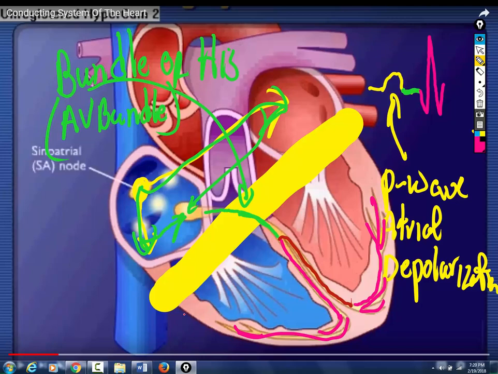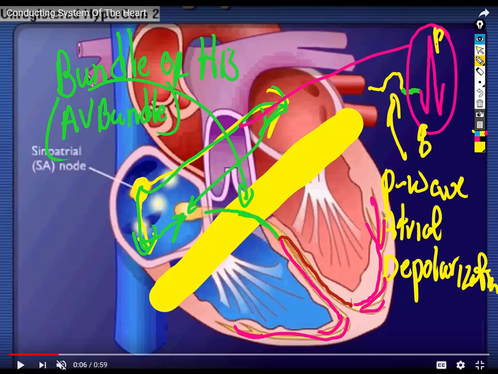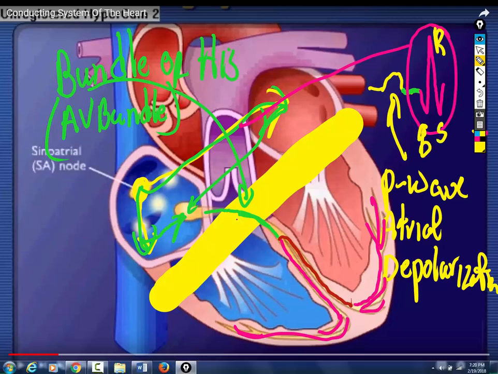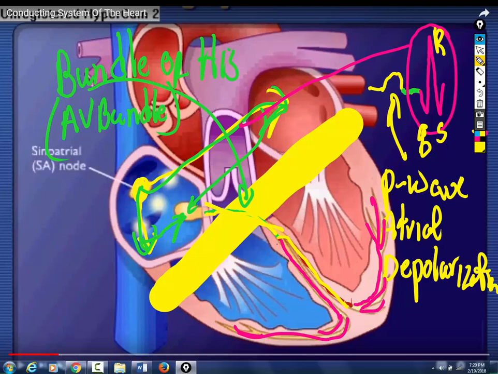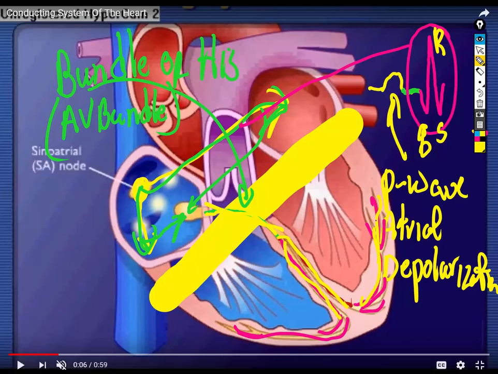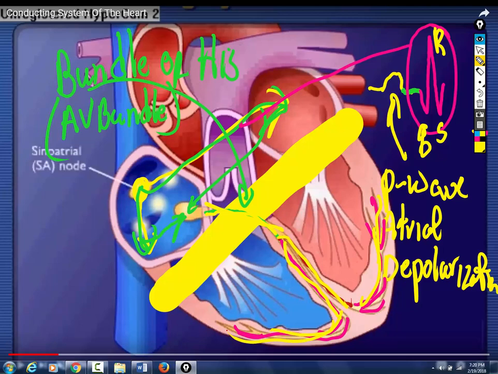So let me label that too. This is the QRS. And again, the QRS complex represents the electrical activity going through the bundle of His, the left and right bundle branch, and then finally the Purkinje fibers of both the right and left ventricle. And that's going to cause the right and left ventricle to contract at the same time.